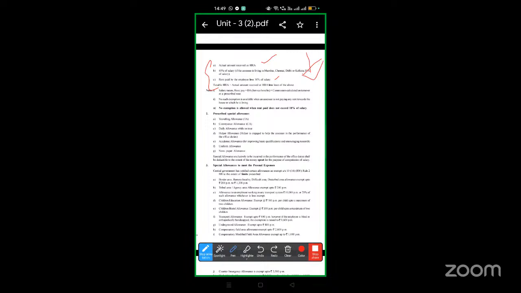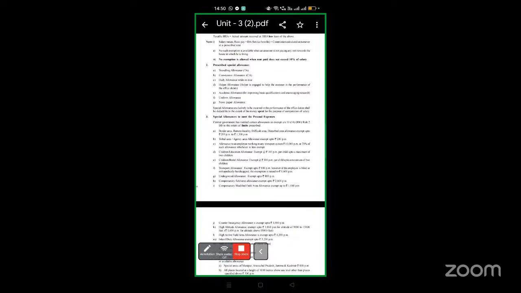Here we are calling it 40% of salary, 50% of salary, rent paid minus 10% of salary. What does salary mean here? Salary means basic salary plus DA if it is a part of salary, plus commission on turnover. We calculate that, then we do the remaining part for the calculation of HRA.